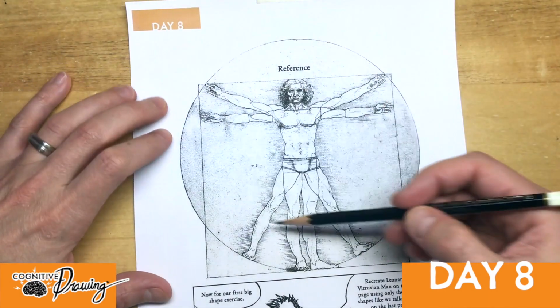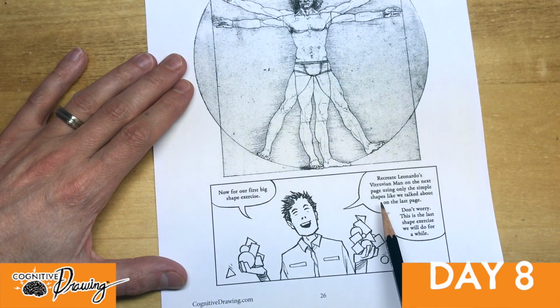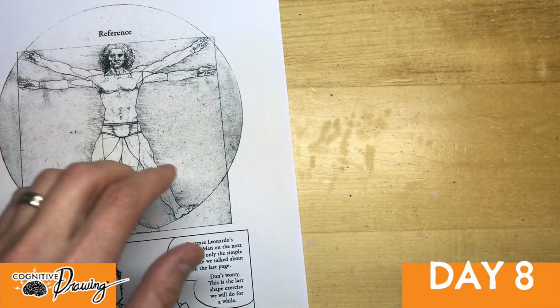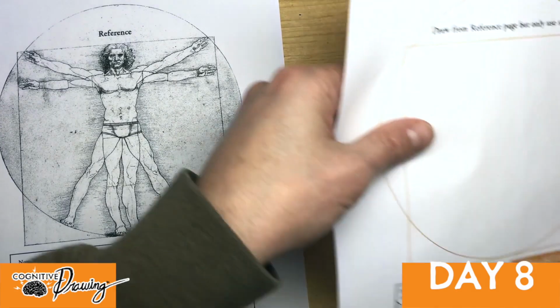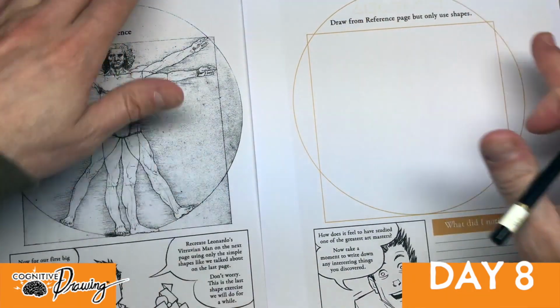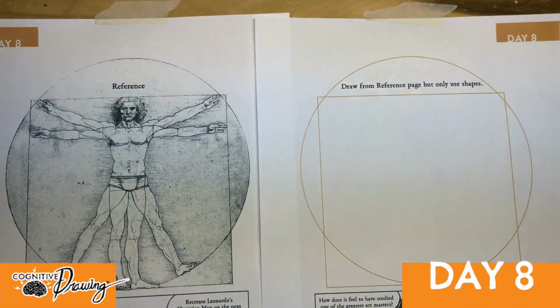So here's our reference again, Leonardo da Vinci. Now for our big shape exercises. Recreate Leonardo da Vinci's Vitruvian Man on the next page using only simple shapes like we talked about on the last page. Don't worry, this is the last shape exercise we'll do for a while. So I know some people don't like shape exercises. I'm not the biggest fan of shape exercises myself. I prefer line exercises, and I think that's more or less what cognitive drawing is about, is lines.